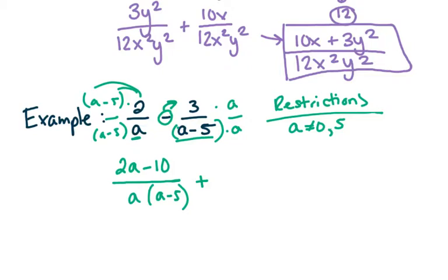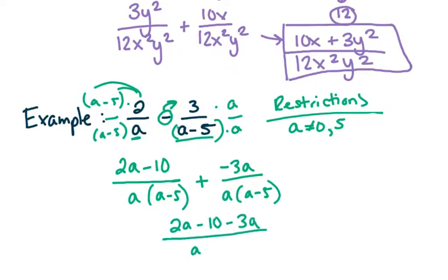And so if I move it to the bottom, it's going to mess things up. So this is going to be a negative 3a over a times a minus 5. And so then now that I have a common denominator, I'm just going to add the top. So I have 2a minus 10 minus 3a over a times a minus 5. And then my last step is just to simplify the top.